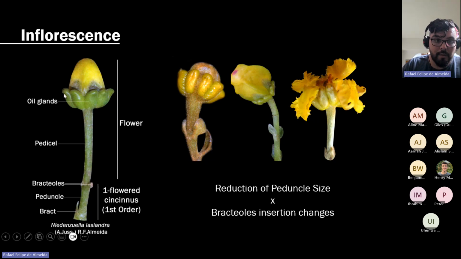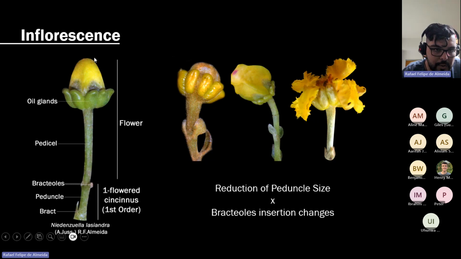So a flower is comprised of the receptacle, the calyx, here the pedicel, and everything from the pedicel below is not part of the flower anymore. It's part of the inflorescence. So here, this structure, this peduncle, these two bracteoles, and this bract, they are actually the remnants of a type of inflorescence, a simple inflorescence. That's why we don't say that Malpighiaceae has simple inflorescence. The inflorescences are always compound.